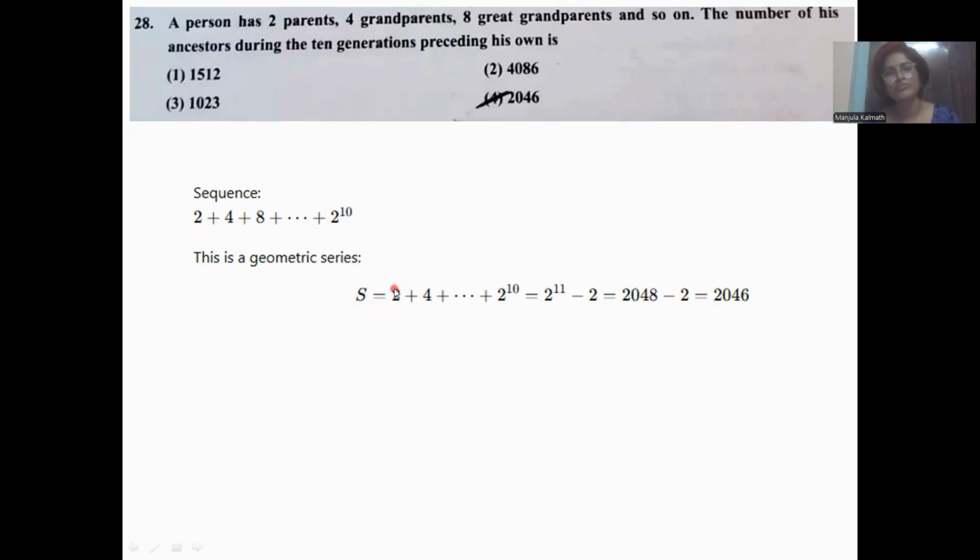Now here we have S, that is the sum, equals 2 raised to 1 plus 2 raised to 2 and up to 2 raised to 10. One more, 2 raised to 0 also comes, so one more term will be added for this. So 2 raised to 11 minus 2. 2 raised to 11 is nothing but 2048, and minus 2, that is 2046. 2046 is the answer for this.